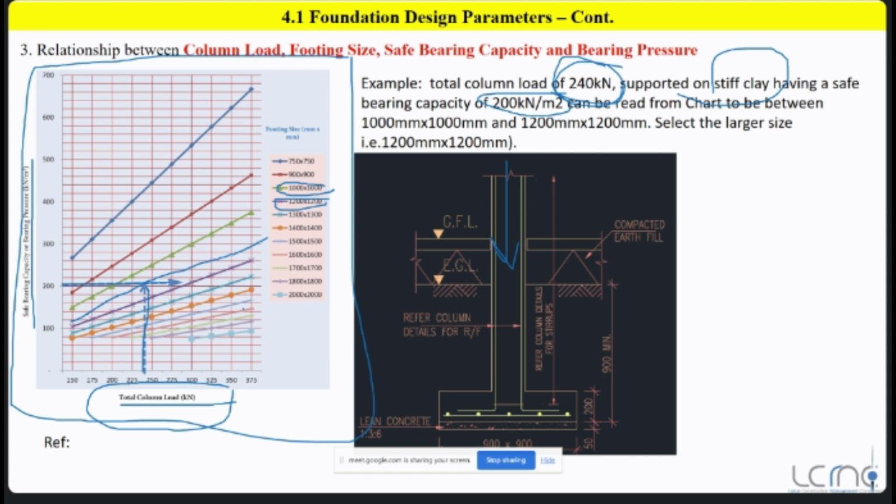So what will be the safest value? For the safest value, just consider the lowest bearing value. Don't go upward. Just for the safeguard.